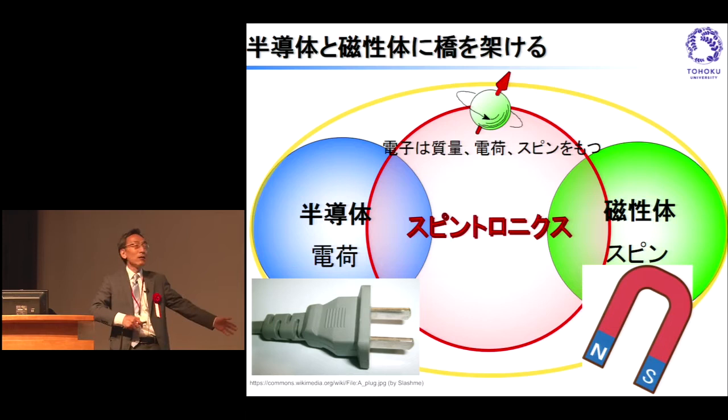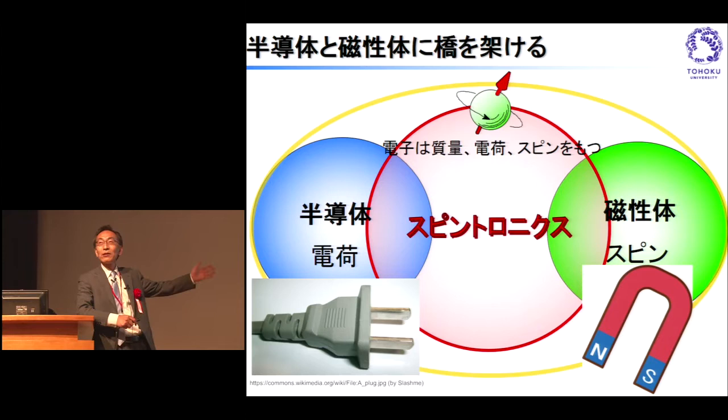As Professor Tokura already explained, his electron is depicted in green color, so my electron is also in green color. Actually, the electron doesn't have any color and doesn't have any dimension. Therefore, it's very difficult to depict. But this is just a schematic picture of the electron, so it has the mass and charge and spin.